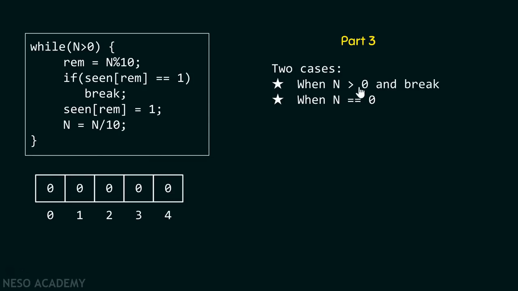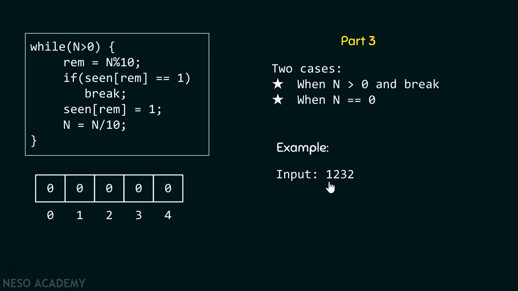But what happens when n is greater than 0 and we break out of this loop? This means we have seen the digit already. That is why with the help of this break statement, I am coming out of this loop. Let's consider one example in which we have seen the digit and in that case n is greater than 0. Suppose the user inputs this number 1232.